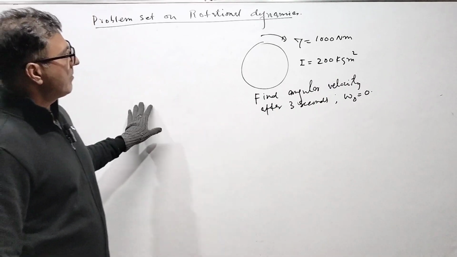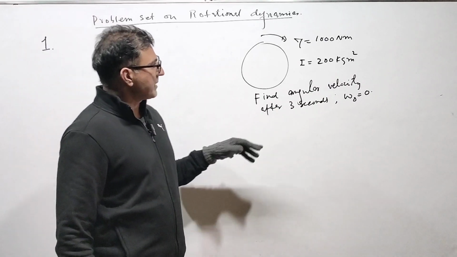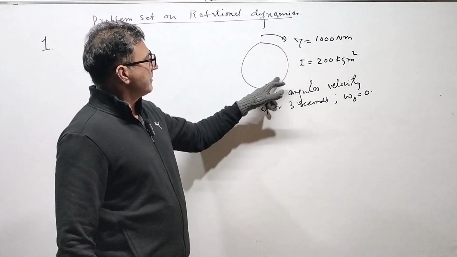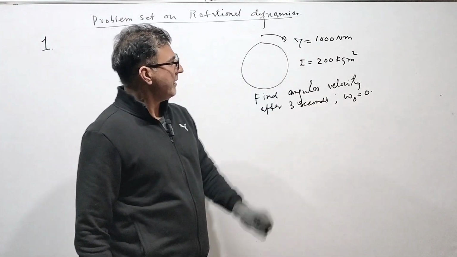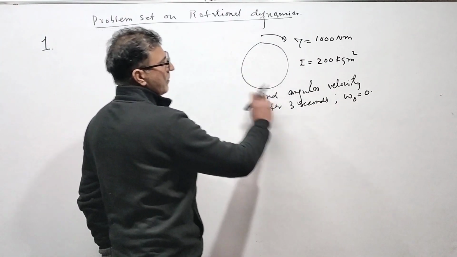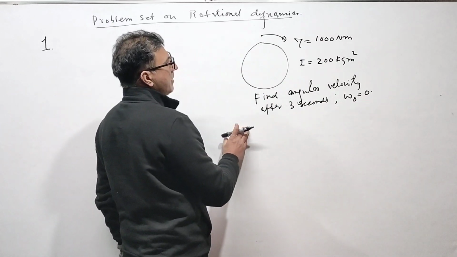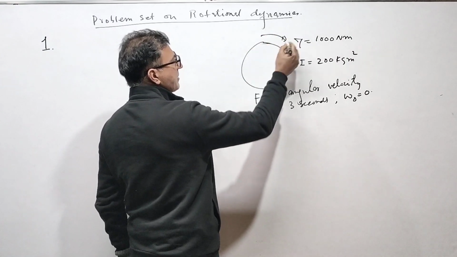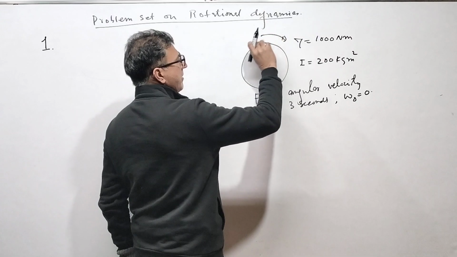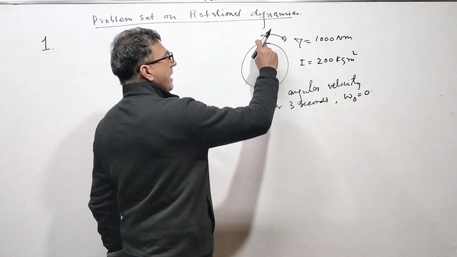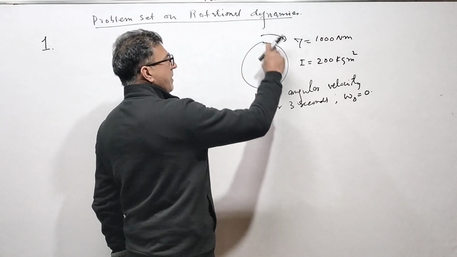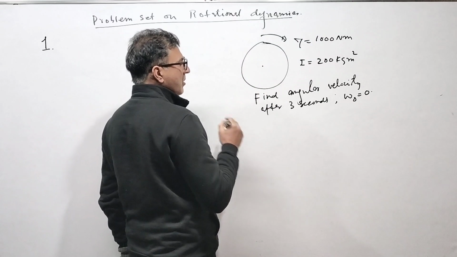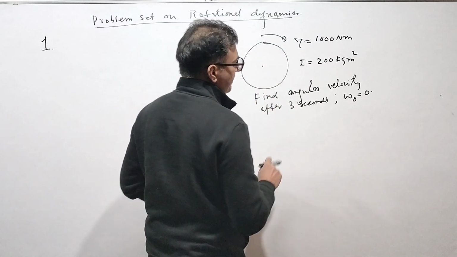So the first problem that I want to explain is a disk, and its moment of inertia is 200 kg meter square and its initial angular velocity is 0. We apply a torque on this. By applying a force, that force produces torque. Maybe there's a tangential force and there is an arc here. R F is the torque, and this torque is applied on the disk about the center of mass. The question is, find the angular velocity after 3 seconds. That's all.